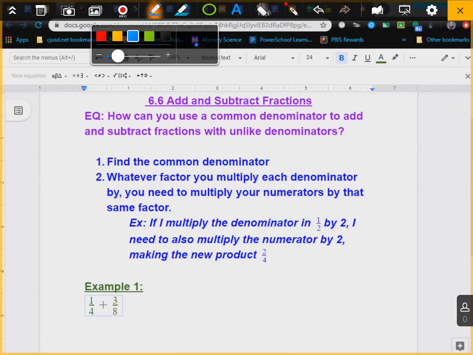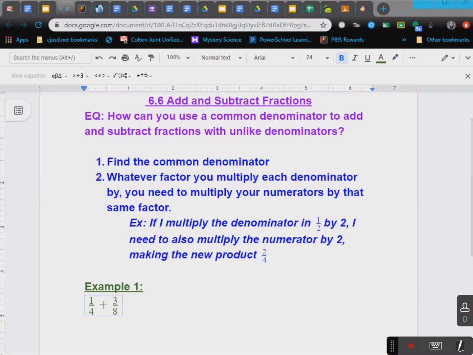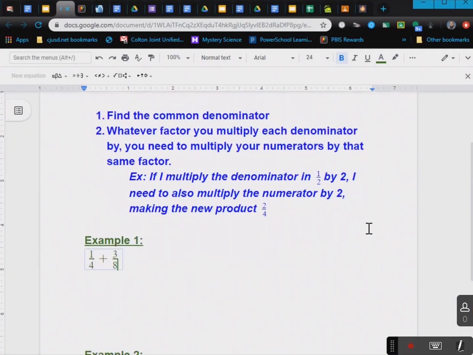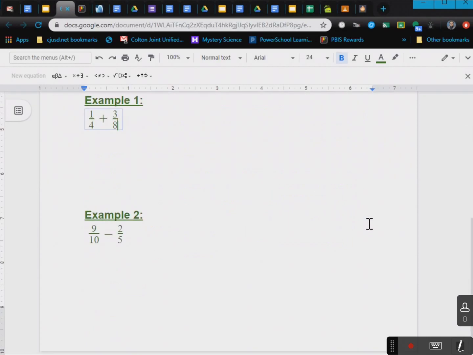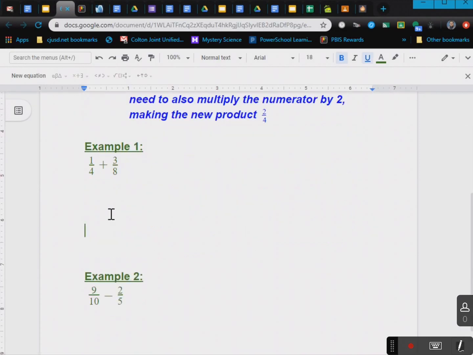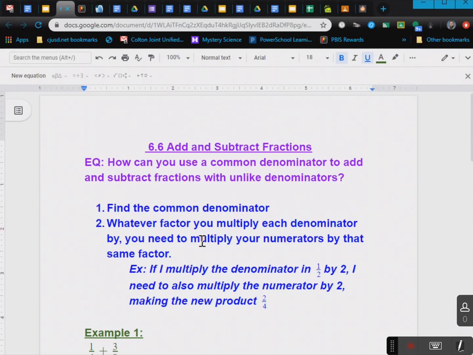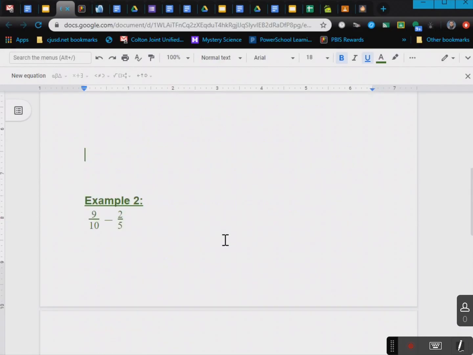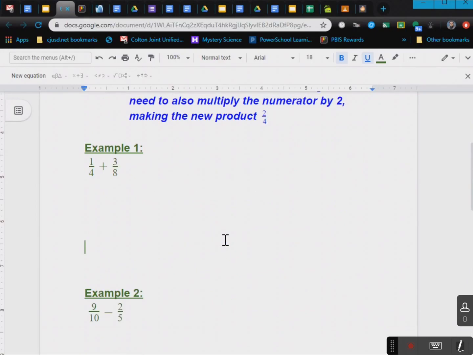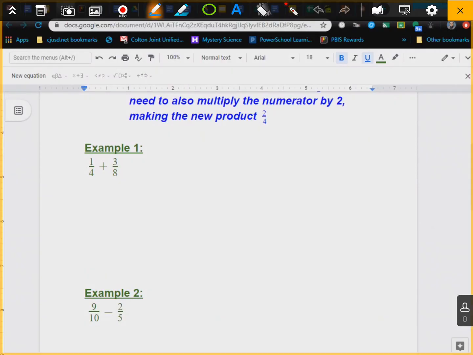So let's go ahead and get started with the examples. We only have 2 examples. It should be fairly simple today because you already know how to add and subtract fractions. So we're going to do one example on adding fractions and one example on subtracting fractions. So real quick, if you need to write down the steps, pause now. Okay, here are the 2 examples. You can write them down and pause now if you need to. So the first example is 1/4 plus 3/8.